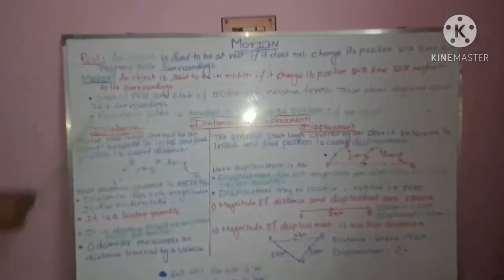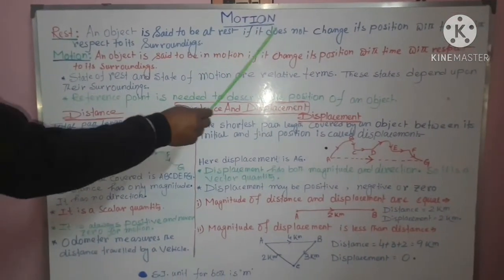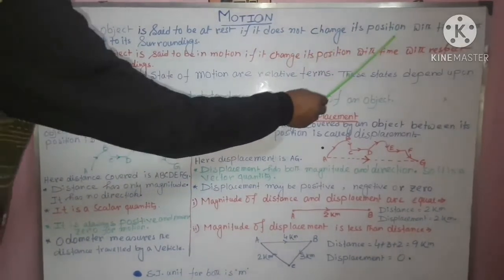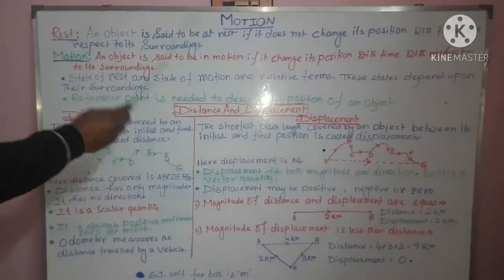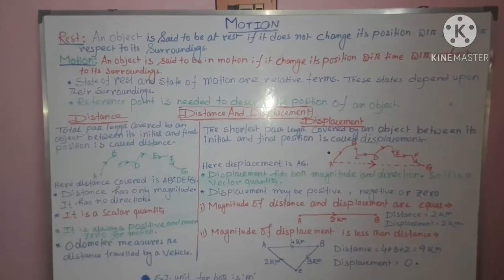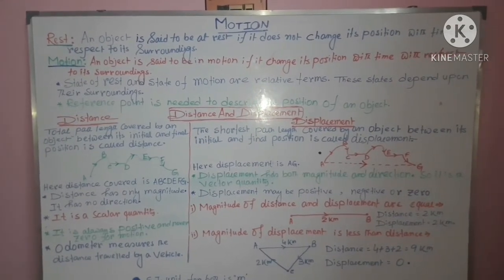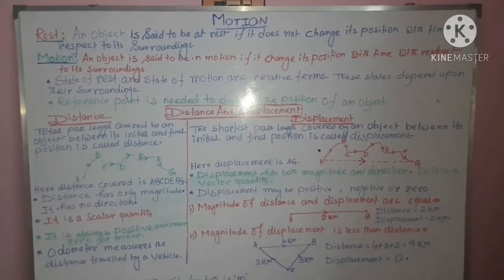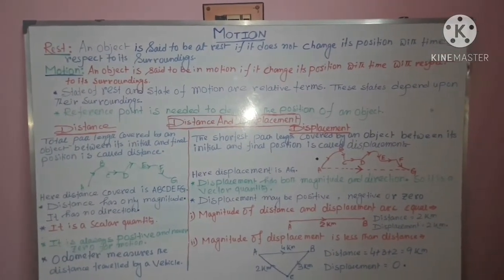Rest. An object is said to be at rest if it does not change its position with time with respect to its surroundings. Means you can say an object is said to be at rest whenever the object does not change its position with respect to time as well as with respect to surroundings.